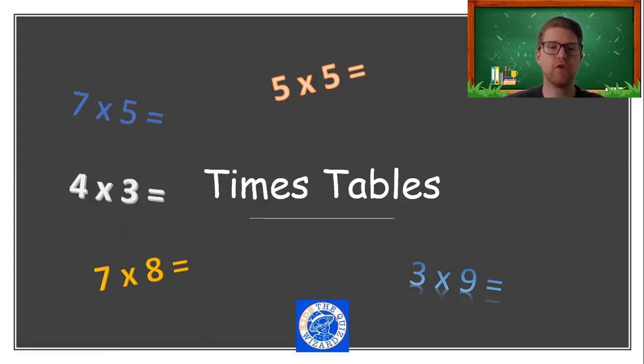Number 2, 4 threes are. Number 3, 7 lots of 5 are. Question 4. 5 times 5 is, or 5 squared.